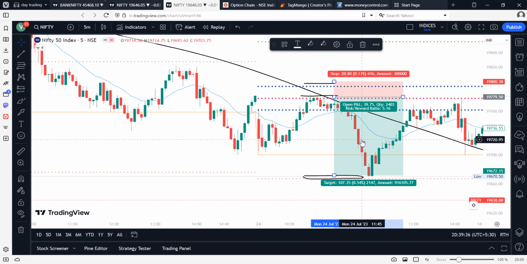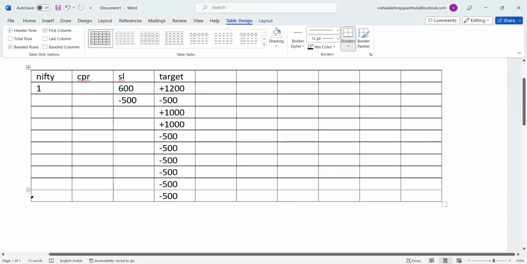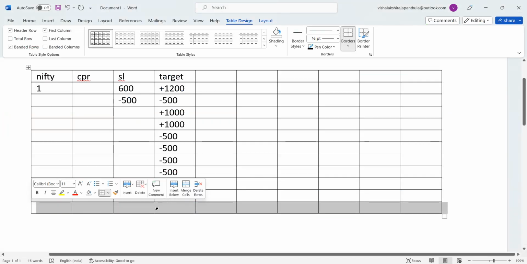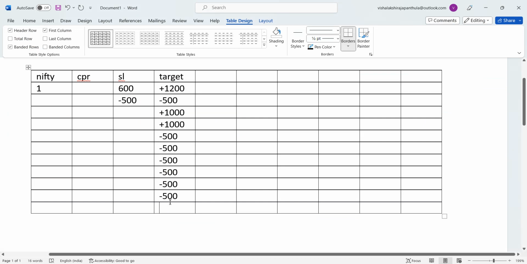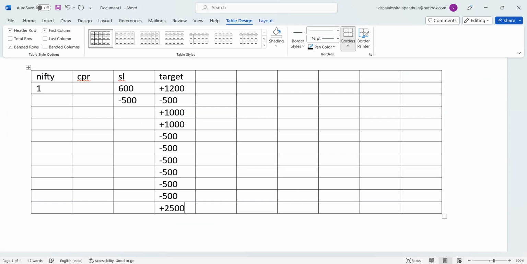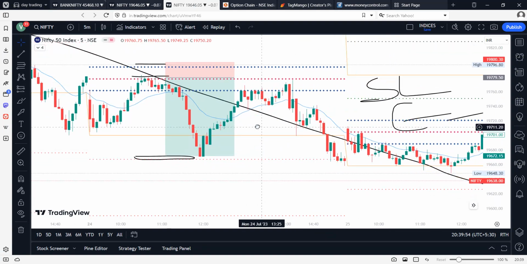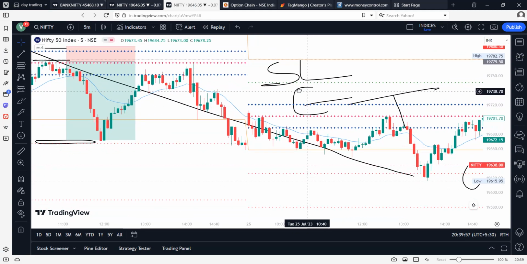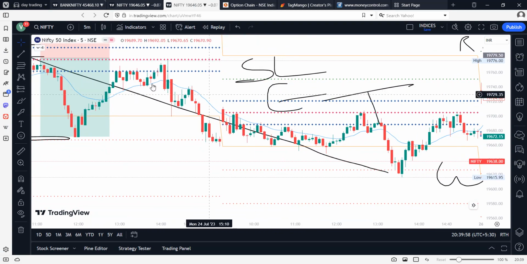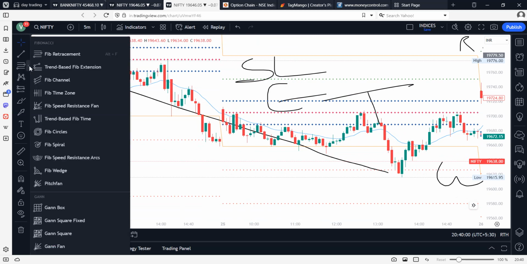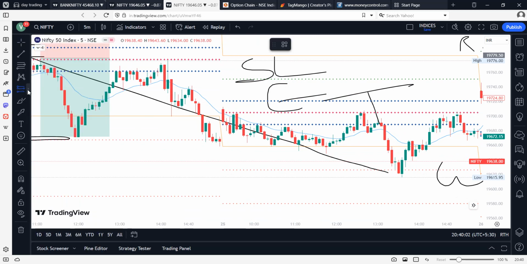That means you are going to get 2,500 rupees, plus 2,500. Because 500 into 5 is 2,500, which is the 1:5 risk reward here. Now let's see another one here. On this day also you are going to get the profits.